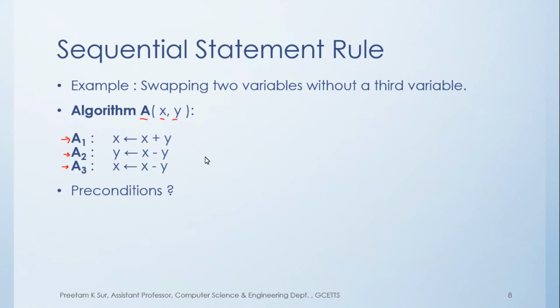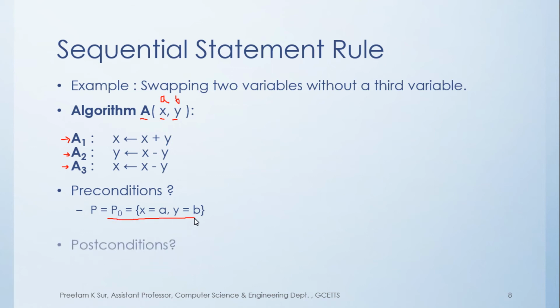Now the question comes, what will be the precondition? Suppose we run this algorithm with x equals a and y equals b. So the precondition for this algorithm will be x equals a and y equals b. This will be p0, before execution of statement a1. All the variables give you the state of the algorithm. There are only two variables x and y, containing values a and b respectively. So before executing the first statement a1, we have x equals a and y equals b, which is the p condition for this algorithm.